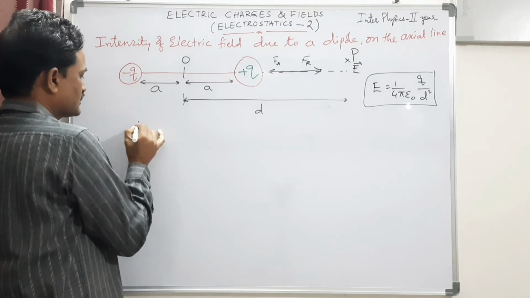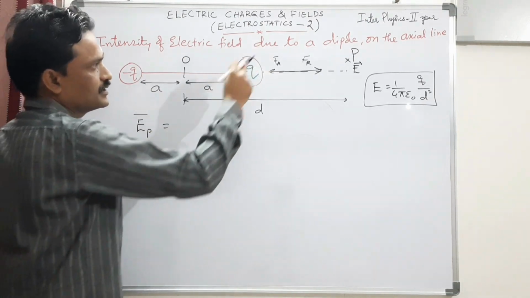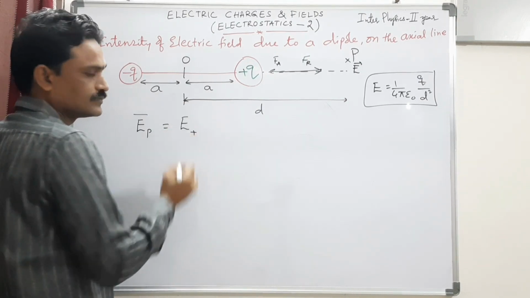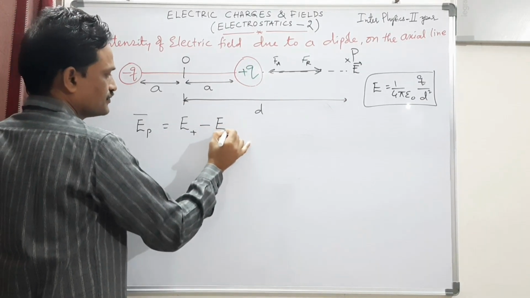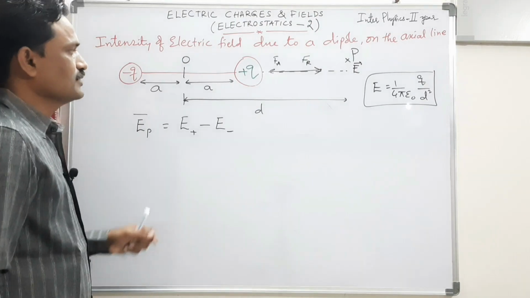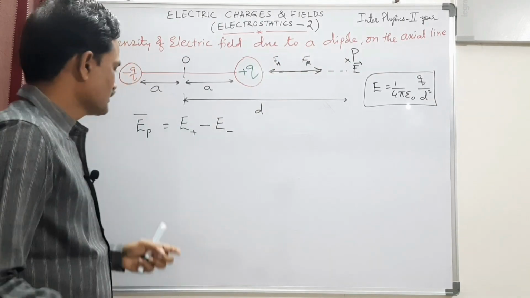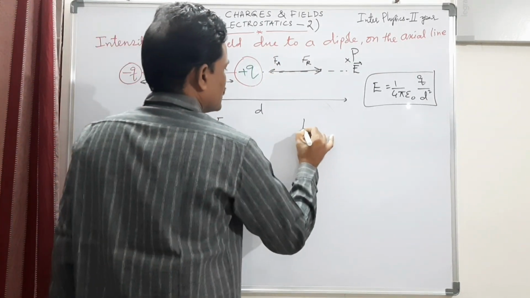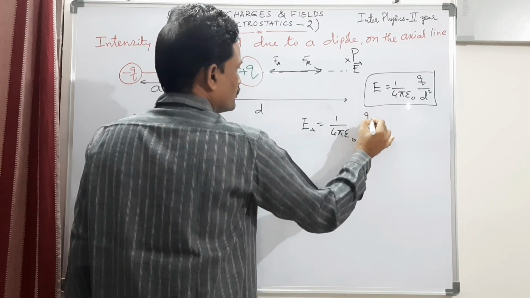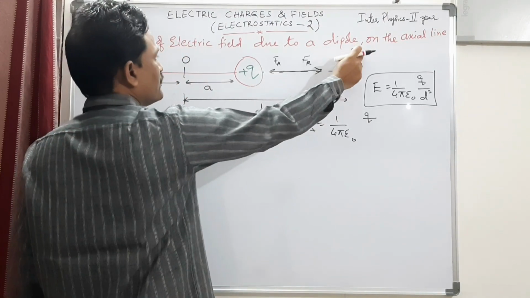So the resultant electric field, the intensity of electric field at point P, is equal to the difference of these two forces. That is, Er can be written as E plus minus E minus, the electric field intensity due to the negative charge. So what is E plus? E plus is the repelling force acting on the positive charge. So I can write E plus, from this formula, as 1 by 4 pi epsilon naught q by distance square. This distance is the distance between P and plus Q.